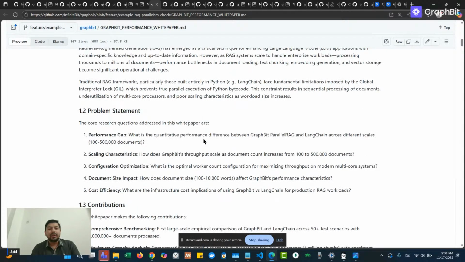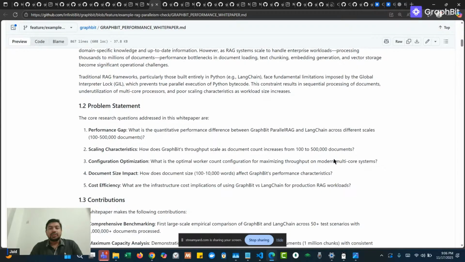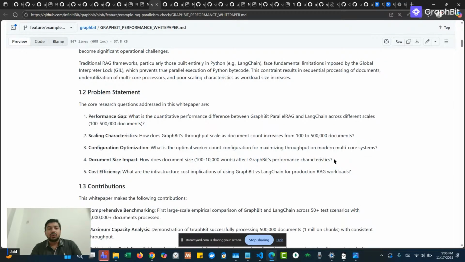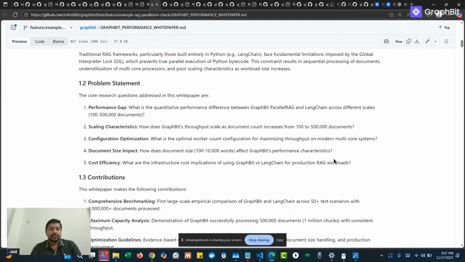Traditional RAG frameworks, particularly those built with Python, face fundamental limitations imposed by the global interpreter lock in Python, which prevents true parallel execution of Python bytecodes. This constraint results in sequential processing of documents in RAG systems, underutilizing multiple processors and giving poor scaling characteristics as workload size increases.